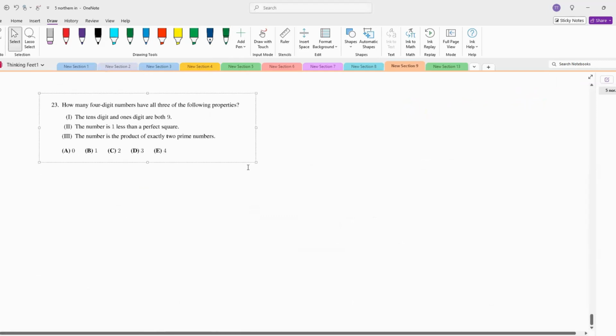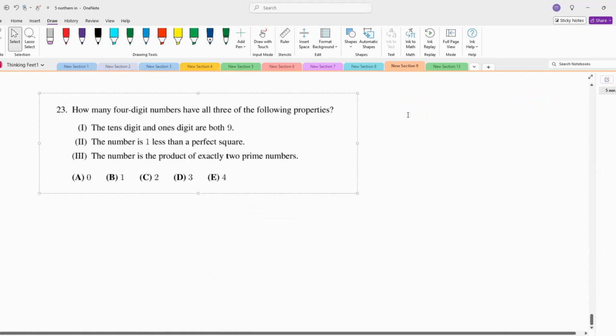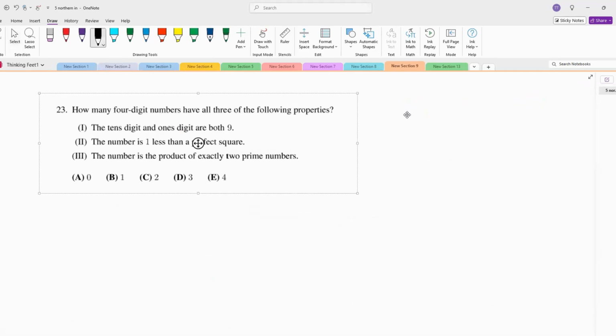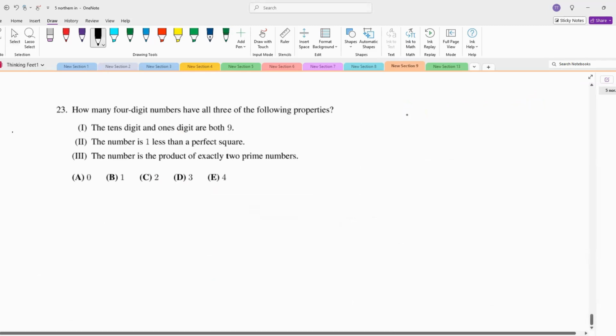All right, let's look at question 23. So how many 4-digit numbers have all of these 3 properties? The 10th digit and the 1st digit are both 9s. So 9, 9. The number is 1 less than a perfect square, right? So if I add 1 to this, I'm going to get something that ends in 2 zeros. The number is a product of exactly 2 prime numbers. So this number is the product of prime 1 and prime 2.